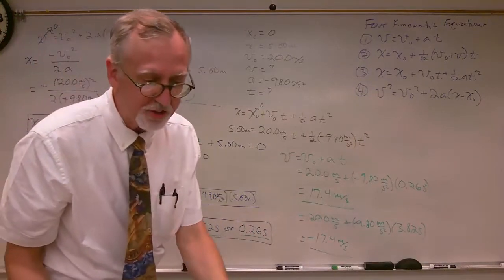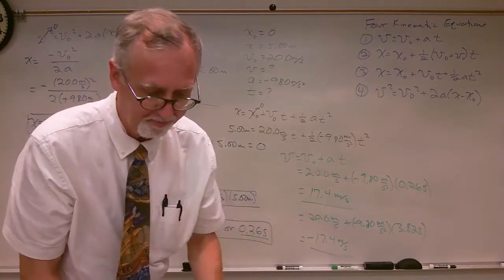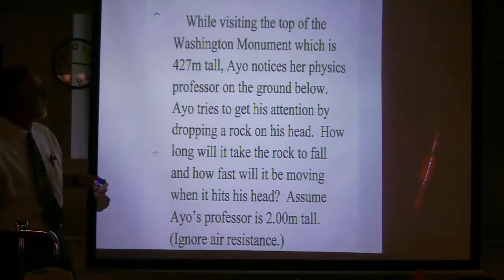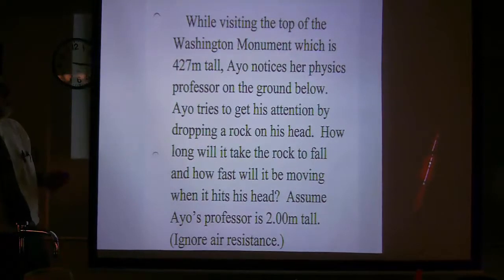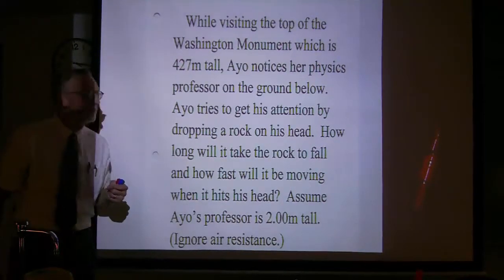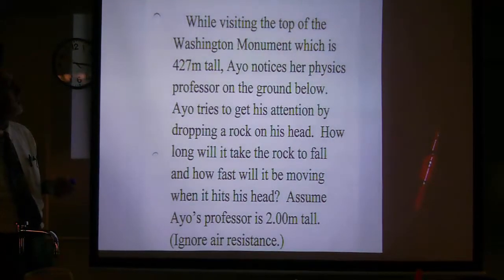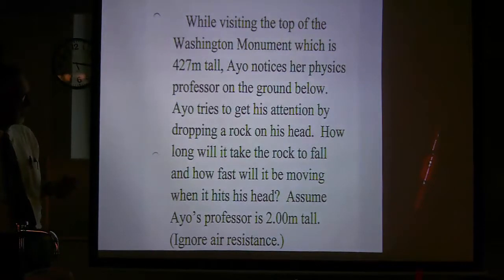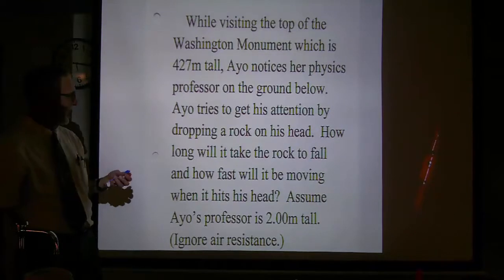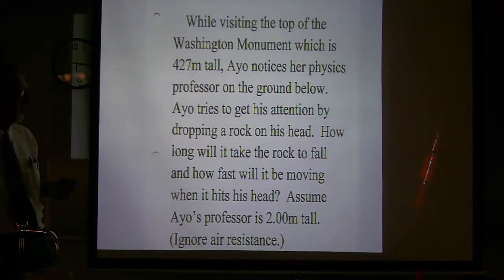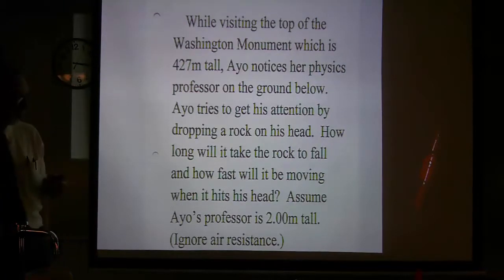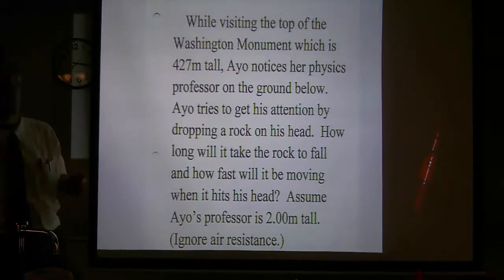All right, very good. Let's try one more problem. While visiting the top of the Washington Monument, which is 427 meters tall, Io notices her physics professor on the ground below. Io tries to get his attention by dropping a rock on his head. How long will it take the rock to fall, and how fast will it be moving when it hits his head? Assume Io's professor is 2 meters tall and ignore air resistance.